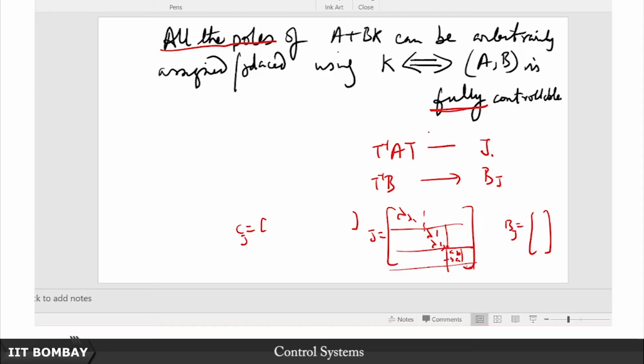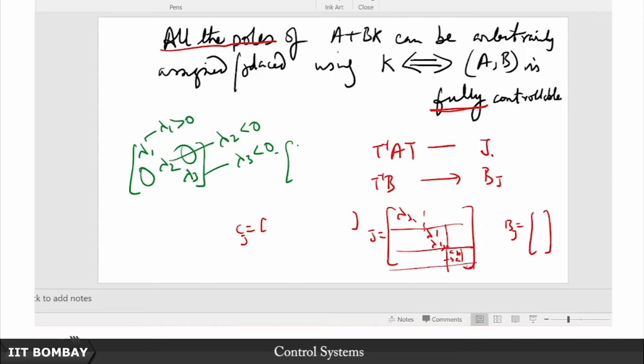Let me explain that slightly better, with an example. Suppose you have lambda 1, lambda 2 and lambda 3 as the 3 eigenvalues, and let us say lambda 1 is greater than 0, lambda 2 is less than 0 and lambda 3 is also less than 0, and you have the B matrix like 1 0 0. Then what can you say? You see this mode that is unstable, corresponding to lambda 1, has some control action acting on it. So the unstable mode can at least be controlled.